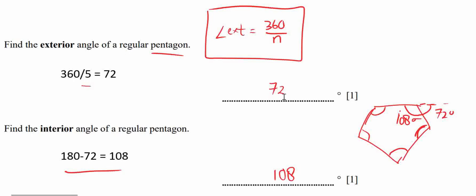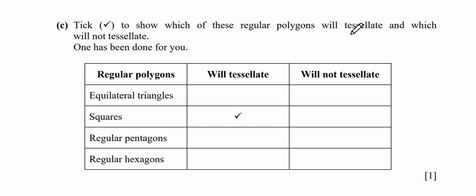The angle is already given, so we just have to provide the number 108. Now, in question C, tick to show which of these regular polygons will tessellate and which will not tessellate. One has been done for you. Equilateral triangle, which one do we have to take? Squares will tessellate, regular pentagons and regular hexagons.